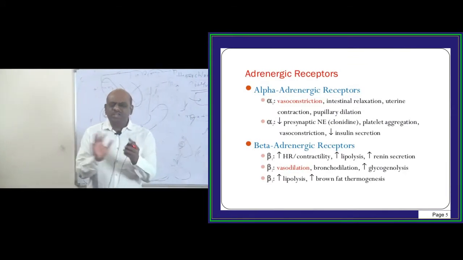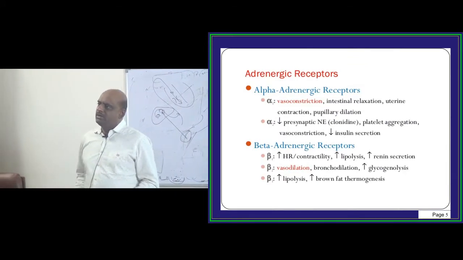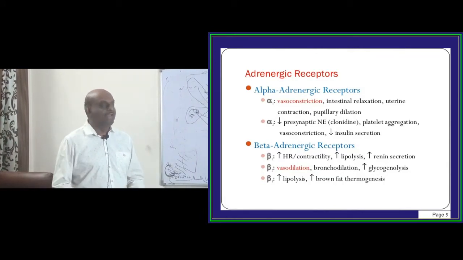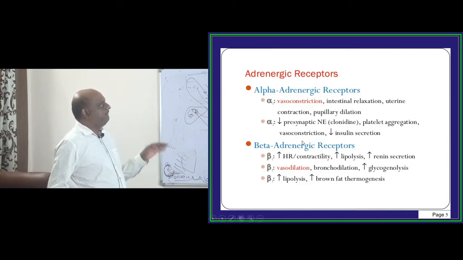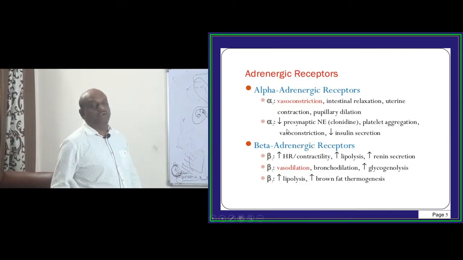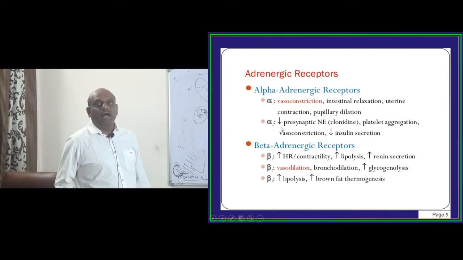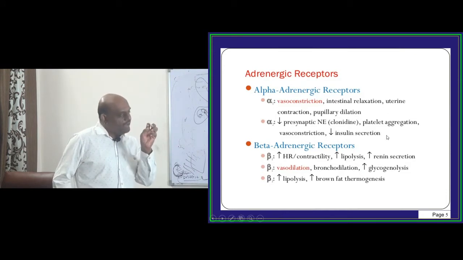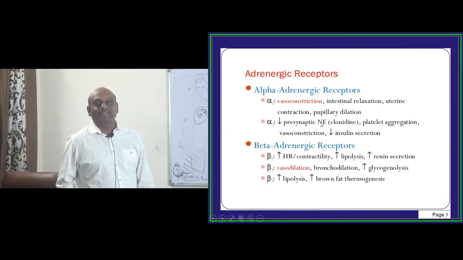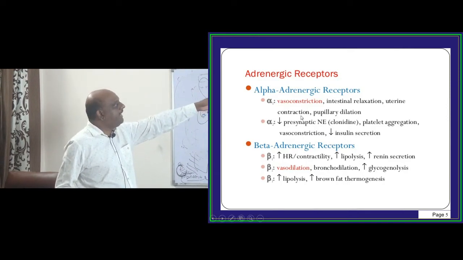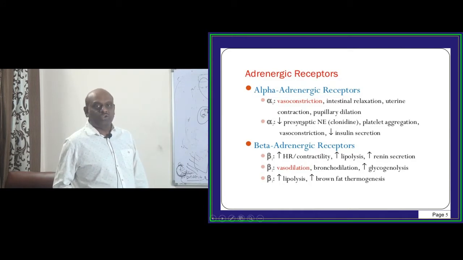Now, in general, हमको सिंपैथेटिक रिसेप्टर्स के ऊपर ज्ञान रहना चाहिए. सो अल्फा बीटा, अल्फा में होता है अल्फा 1, अल्फा 2. अल्फा 2 प्रीसिनेप्टिक, अल्फा 1 पोस्ट सिनेप्टिक. अल्फा 1 को स्टिमुलेशन की वजह से क्या होता है? वासोकॉन्स्ट्रिक्शन, इंटेस्टिनल रिलैक्सेशन, यूटेरीन कंट्रैक्शन, प्यूपिलरी डायलेटेशन. इसलिए alpha 1 is responsible for uterine contraction is what you have to remember.